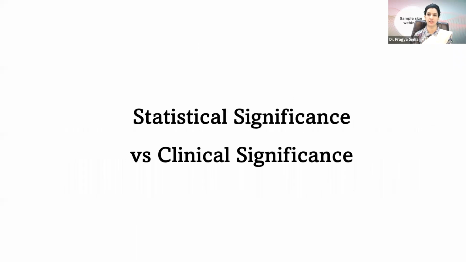Now we have discussed this concept in the last session also, and this is the concept of statistical versus clinical significance. Now, what is statistical significance? Whenever we set a value like alpha error at 5%, and we say that the p-value is less than 5%, and the confidence interval is significant, we call that result statistically significant. But there is a difference between statistical significance and clinical significance.